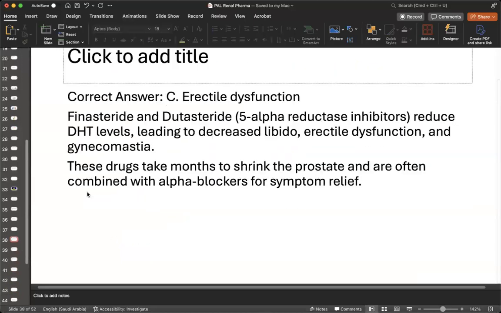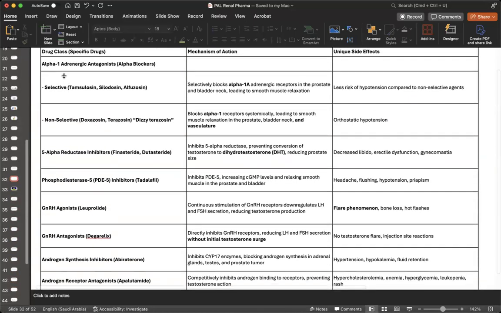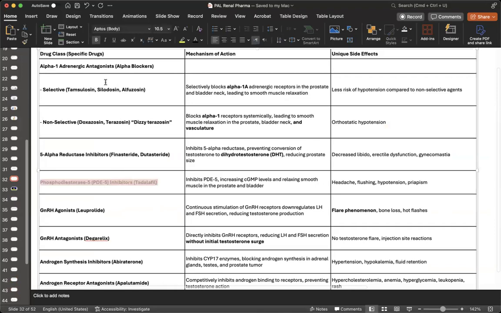Great. So let's quickly recap. We have alpha 1 adrenergic antagonists. They can be selective, which won't cause orthostatic hypotension, or they can be non-selective and bind to the blood vessels as well and cause hypotension. Remember, you never want to combine PDE inhibitors with alpha 1 adrenergic antagonists. And remember, these are the best drugs in treating BPH.